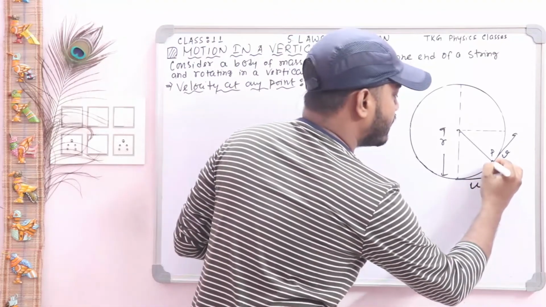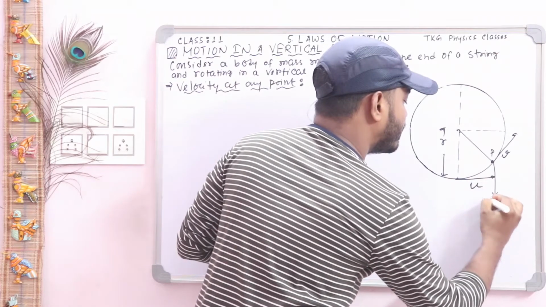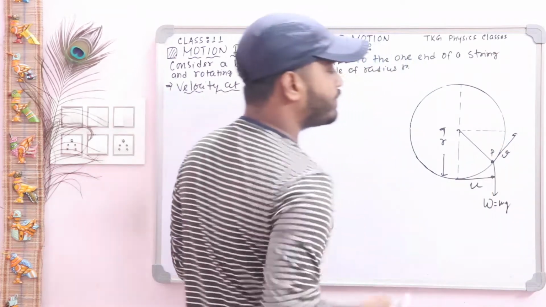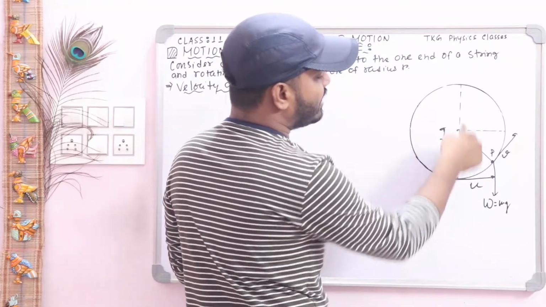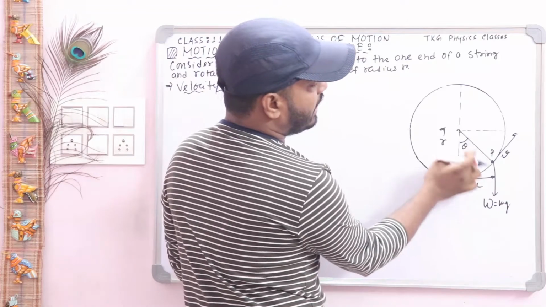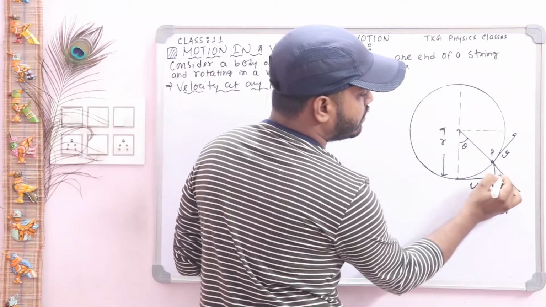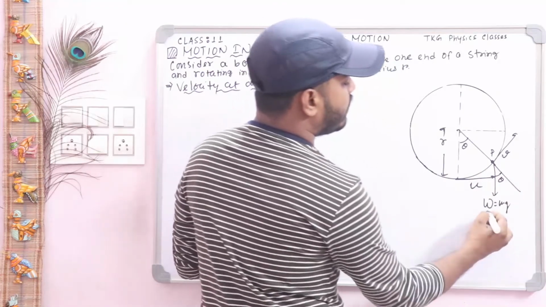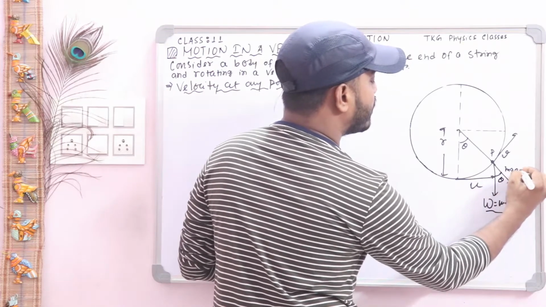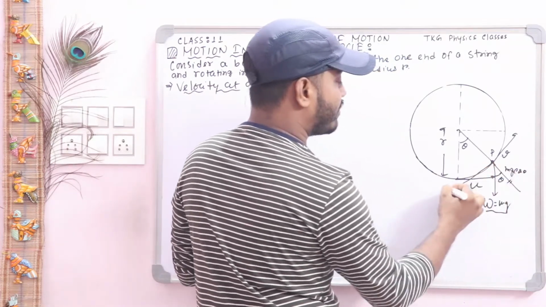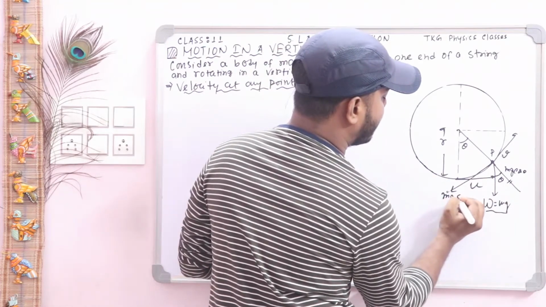Here the weight of the body, W, is vertically downward. Now see, if this body is making an angle theta with this vertical line, then this angle is also theta. So this value is mg, this angle is theta, so this component is mg cos theta, and this other component is mg sin theta.